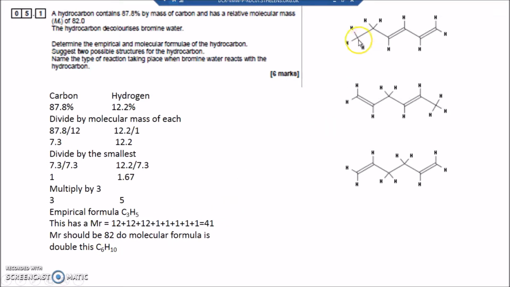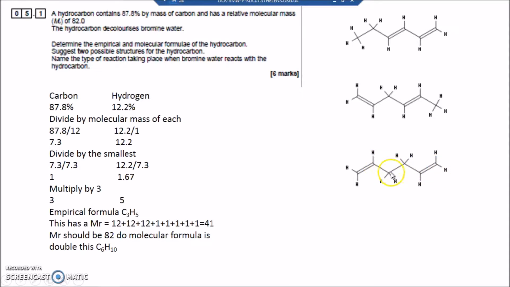So there are ways with 2 double bonds with 6 carbons, 1, 2, 3, 4, 5, 6. You'd have the double bond at carbon number 1, and then at carbon number 3. You could have the double bond at carbon number 1, and then at carbon 4. Or you could have the double bond at carbon number 1, and then carbon number 5. So you could have hex-1,3-diene, hex-1,4-diene, or hex-1,5-diene.